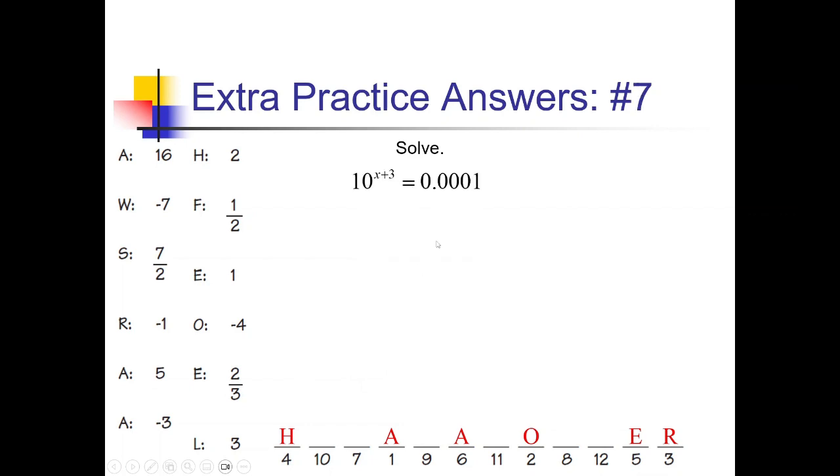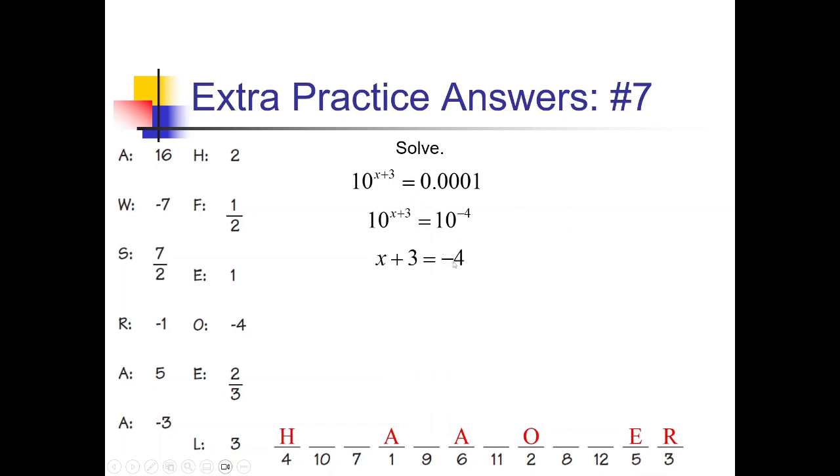For this next problem, they got a little bit weird and gave us a decimal, but we can definitely rewrite the right side as a power of 10. This is really 1/10,000th right here if we say the word. So that's 1 over 10,000, 1 over 10 to the fourth, or we can write this as 10 to the negative 4.